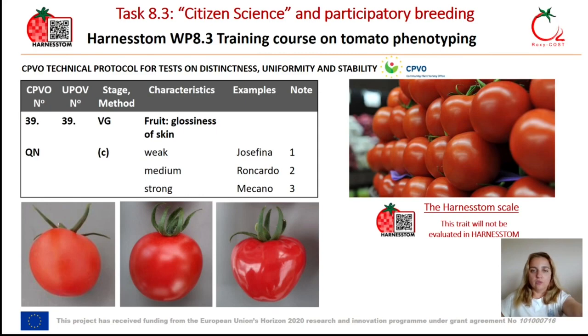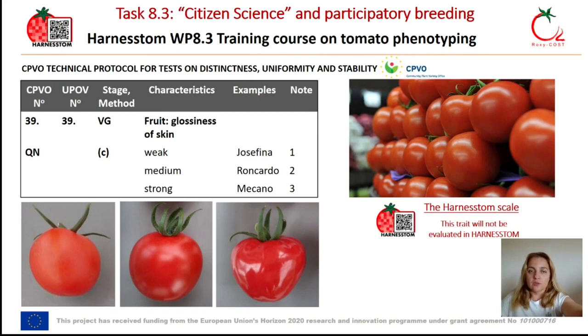We will continue with the trait number 39, which is glossiness of skin. Skin glossiness is important for visual appeal and marketability. Tomatoes with shiny, smooth, and blemish-free skin are generally more visually attractive and may be more appealing to the consumers. In some markets, glossy tomatoes may also be perceived as fresher and of high quality.